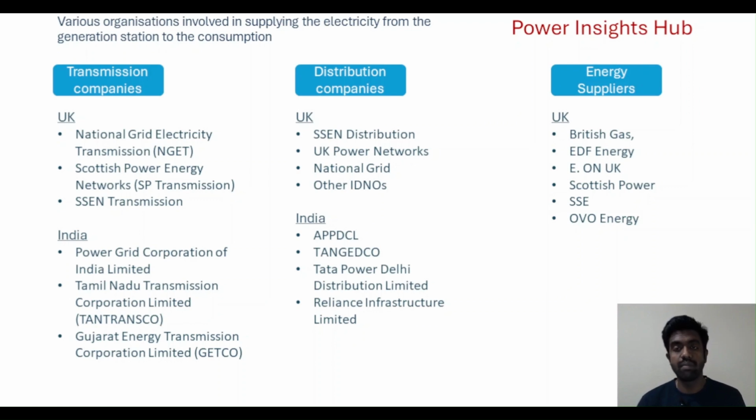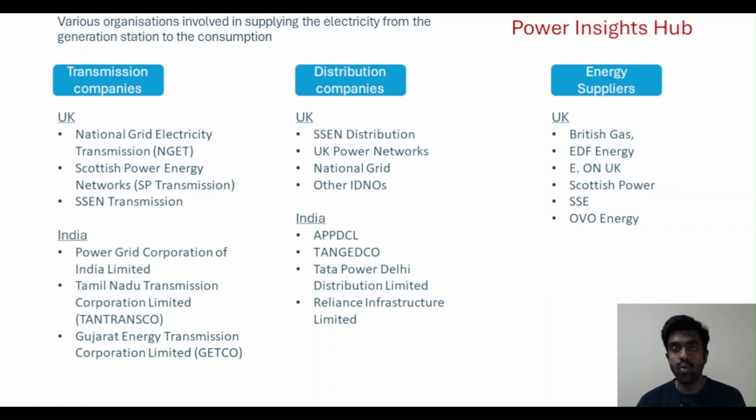So these are all private companies. On the other hand, India still has state-owned distribution companies. For example, APPDCL, Andhra Pradesh Power Distribution Company, is there, TANGEDCO, Tamil Nadu Generation and Distribution Company, is there, and Tata Power is there. Tata Power is obviously a private company, and Reliance Infrastructure Limited is there. They do distribution in Mumbai city. So these are all the companies in distribution.